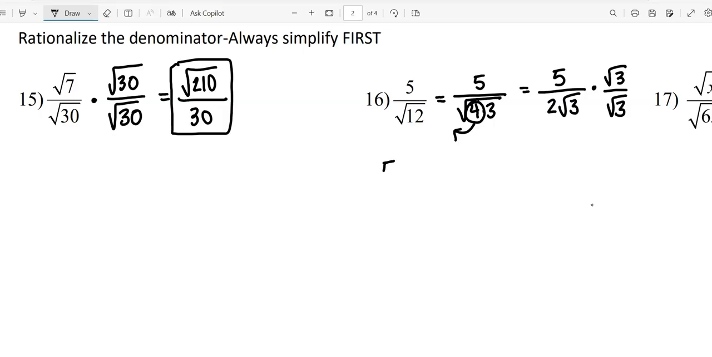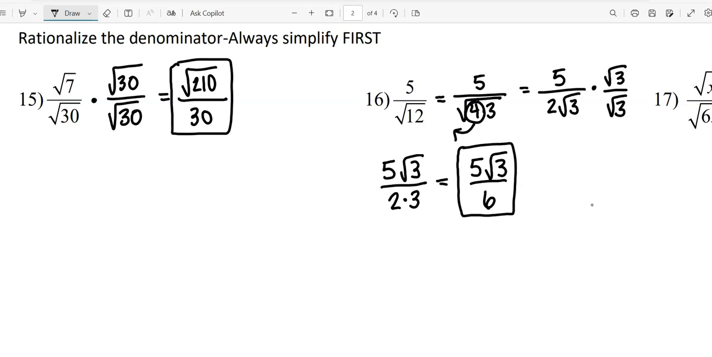5 times the square root of 3 is just 5 square root of 3 in the numerator. The 2 is going to stay in the denominator, but what's the square root of 3 times the square root of 3? 3, and those two are going to multiply because the 2 was multiplying with the square root. What's 2 times 3? 6. So this is 5 square root of 3 over 6. If you simplify first, it saves you from simplifying bigger numbers later.